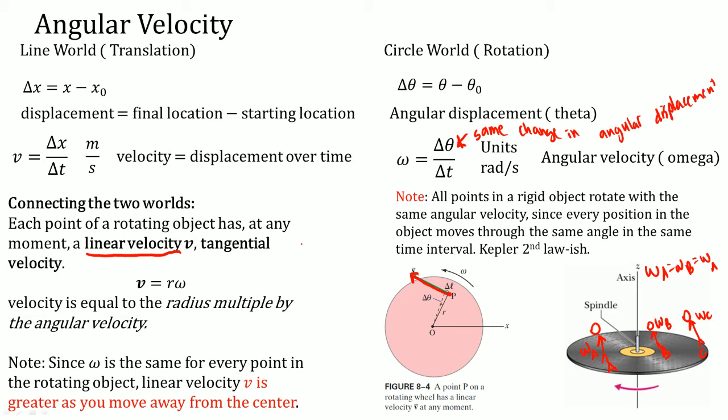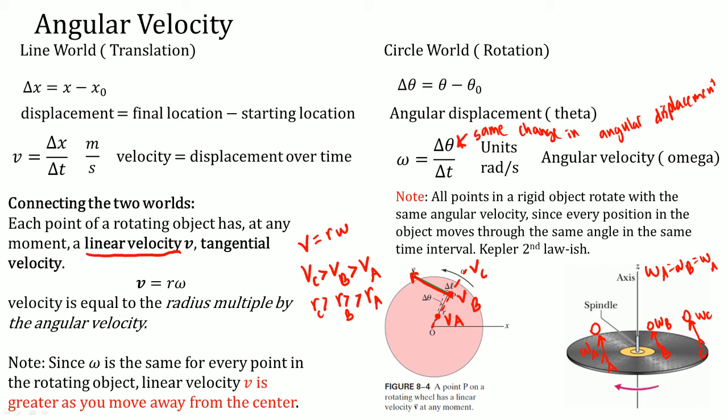So let's say here would be VA, then here would be VB, then at the end it's going to be VC. We would say that VC is going to be greater than VB, which is going to be greater than VA. Why? Because V, linear velocity, is equal to radius times omega. The radiuses here are different. Radius of C is greater than radius of B, which is greater than radius of A. So the linear velocity is changing as a function of radius.